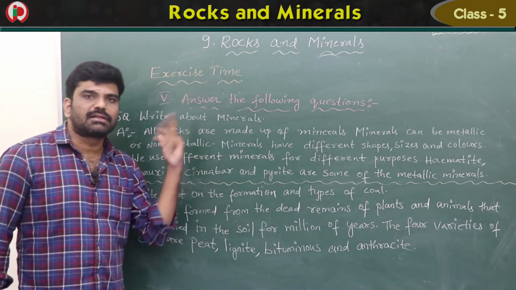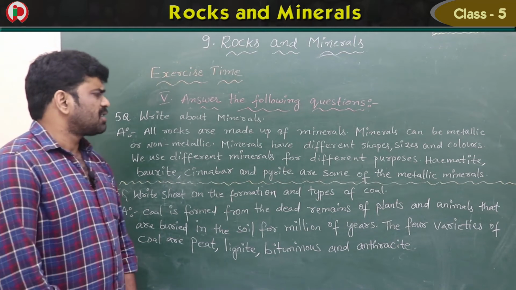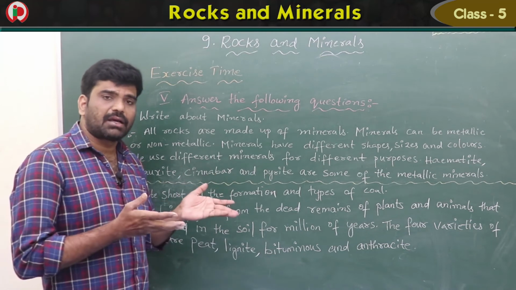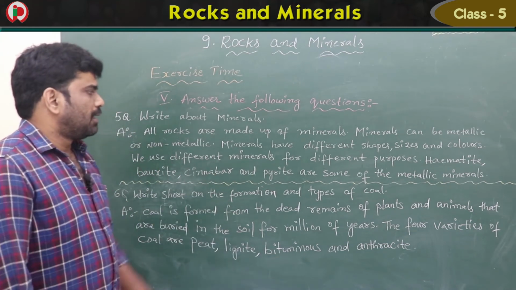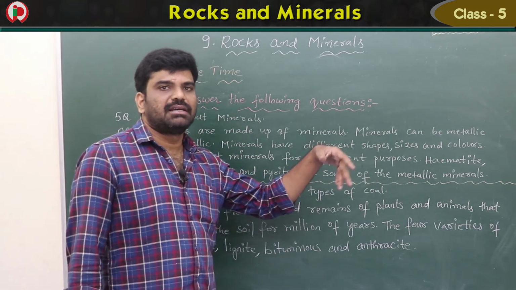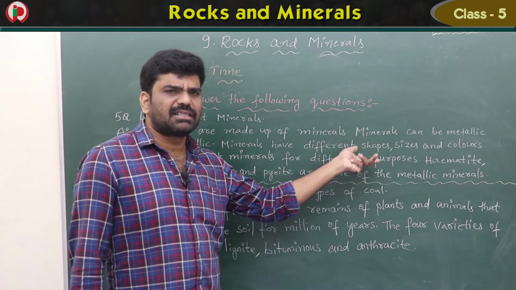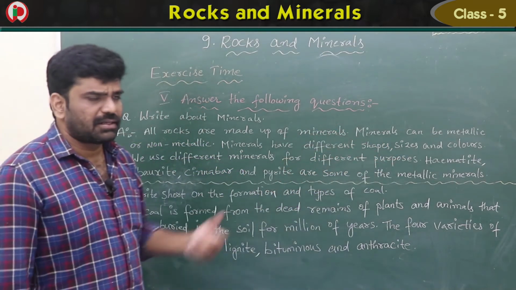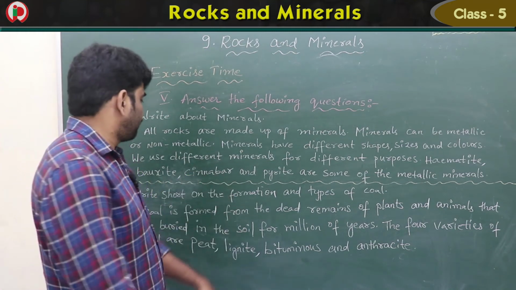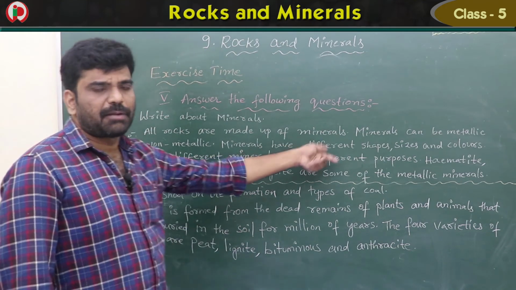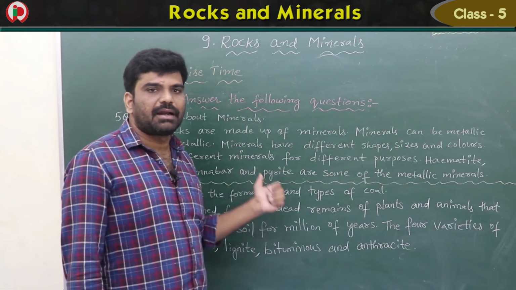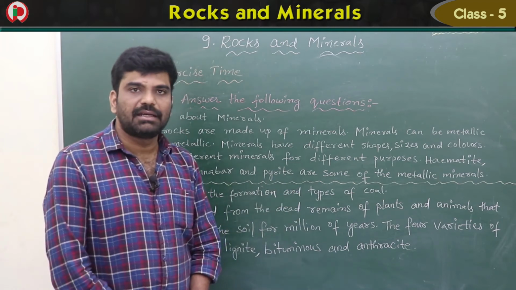Write about minerals. All rocks are made up of minerals. Minerals can be metallic or non-metallic. Minerals have different shapes, children, different sizes and different colors. Some are grey, some are black, some are transparent. And sizes are also different. Some are small, some are big, some are average size. We use different minerals for different purposes. Hematite, bauxite, cinnabar and pyrite are some of the metallic minerals.